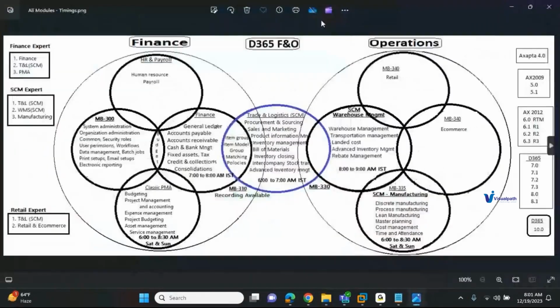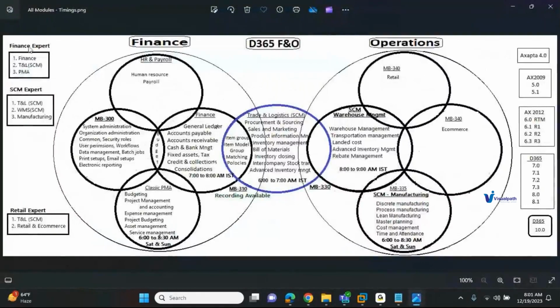If you want to become a finance expert, first you start with the finance module, then you become a finance junior consultant. Later, you need to learn this one also, and later project management accounting. So these three are the finance part, and these three are the SCM part: SCM T&L, SCM warehouse management, advanced warehouse management, SCM manufacturing. If you start with this one, you can learn the rest in future.